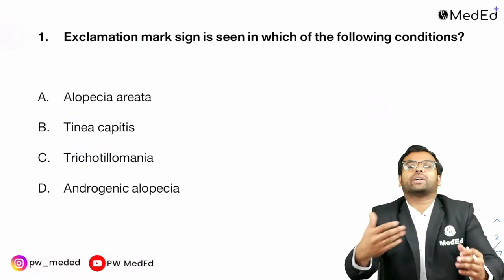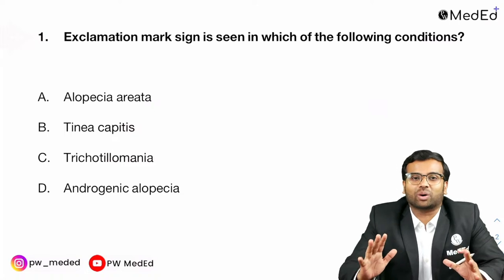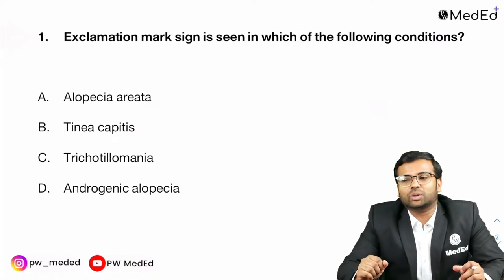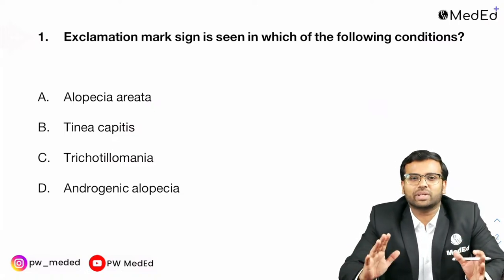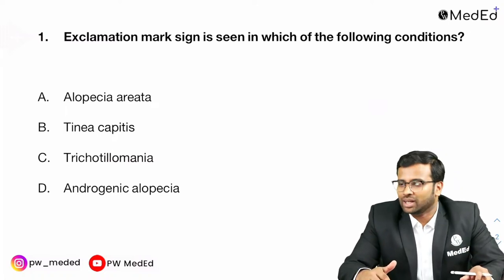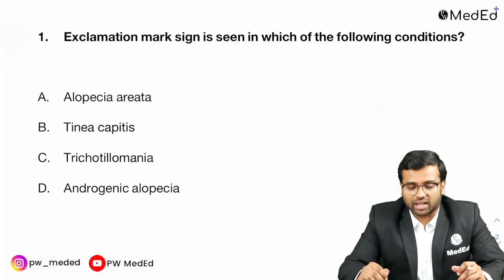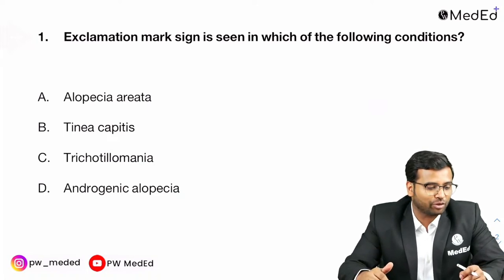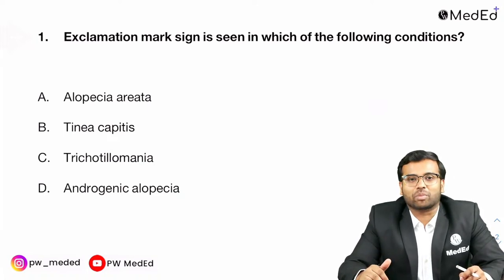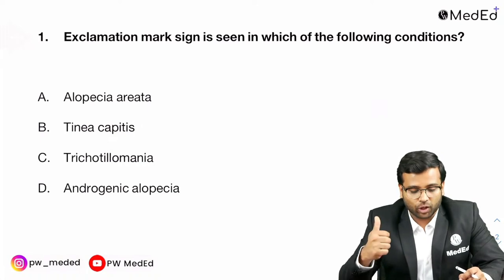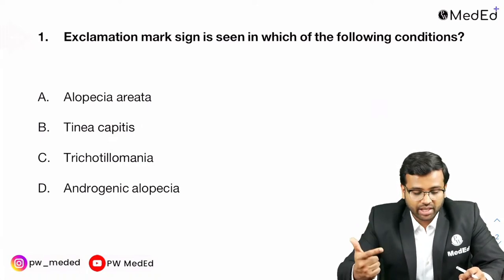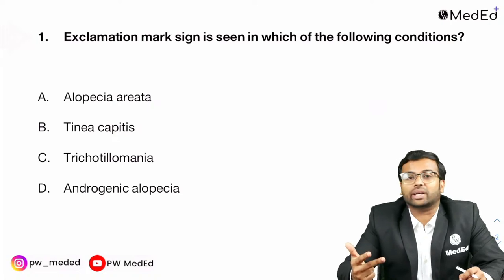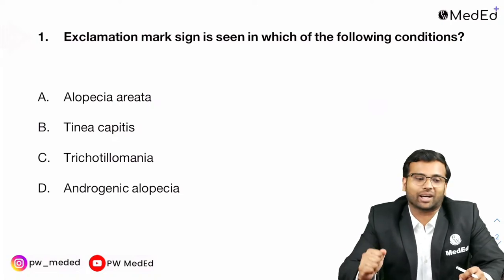I hope that by this time we have gone through almost all the important topics, right? So let us consider that this will be some kind of a revision session as well. Let us see the first question: exclamation mark sign is seen in which of the following conditions? Do you remember where you have heard about it? The options are alopecia areata, tinea capitis, trichotillomania, and androgenic alopecia.